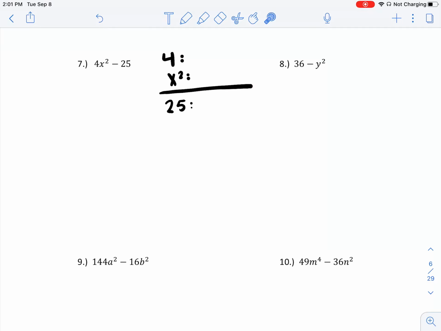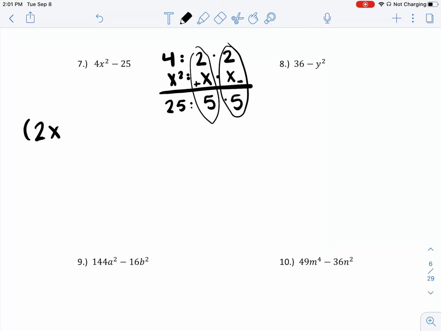So since the x came before the minus sign in the question, my x squared needs to come above the line when I break it down. So 2 times 2 is 4. X times x is x squared. And 5 times 5 is 25. So when I group these together, remember the plus and the minus sign go on the line. So that means it's 2x plus 5 and 2x minus 5.